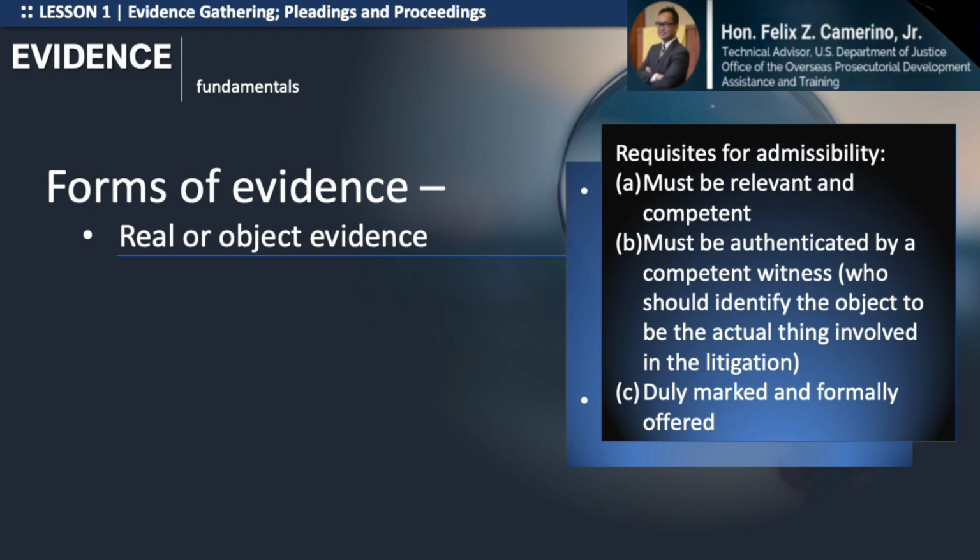Okay, so their testimony aims to identify the object and to also say, in identifying it, that it is the actual thing that's involved in the litigation. So that's a second requisite for admissibility, that it must be authenticated by a competent person. A third requisite is that it must be duly marked and formally offered.